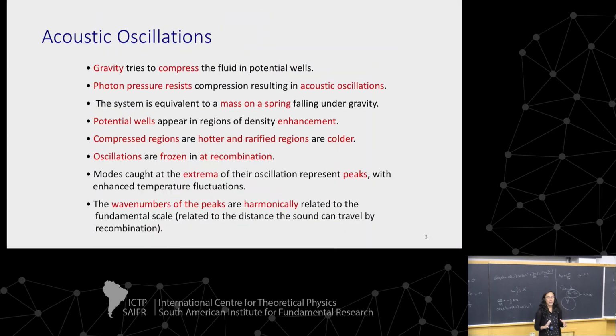Good, this is what we just saw. So here is, in words, what I just told you, but summarized, okay? Again, let me tell you that gravity tries to compress the fluid in potential wells, the potential wells created by the dark matter. The photon pressure will be a counteracting force, and these counteracting forces will result in acoustic oscillations, okay? There will be a sound wave that is propagating in the early universe. Now, we saw that at zeroth order, this is equivalent to a harmonic oscillator, basically.